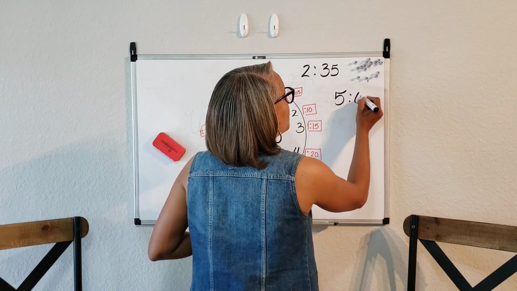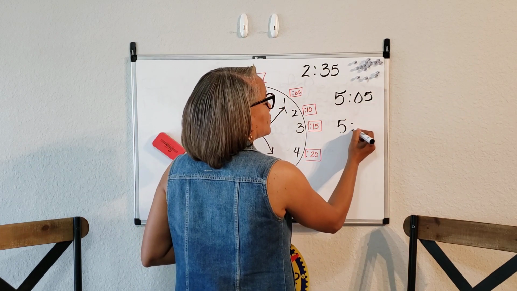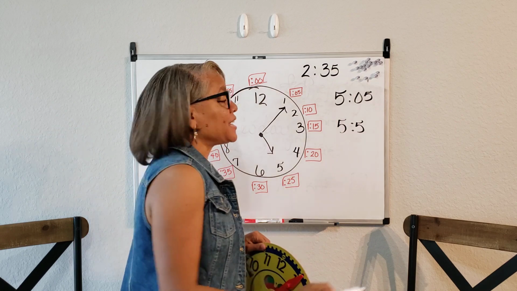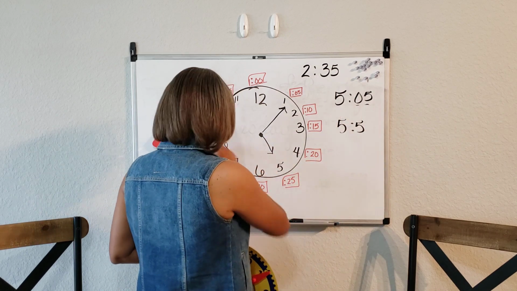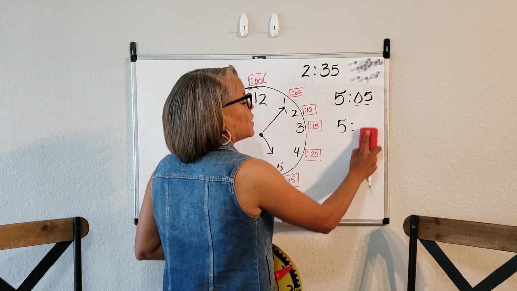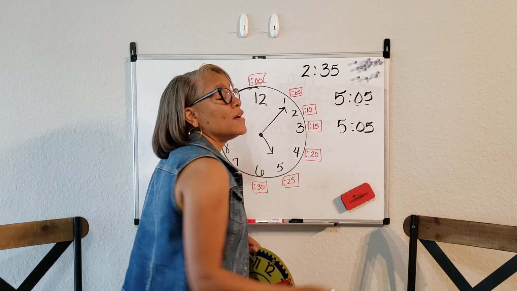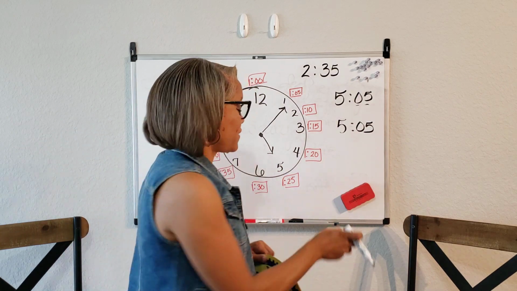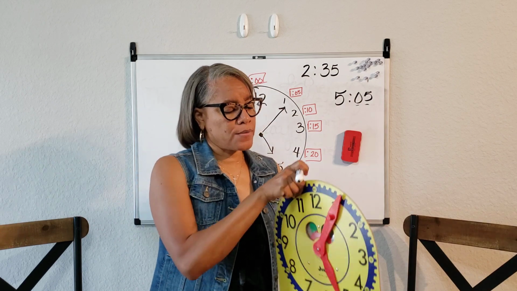So it's 5:05. Boys and girls, you can't write it without the zero, okay, because two numbers go behind the colon. So we have to write the 0 in front of the 5. So it's 5:05, 5 minutes after 5, okay? Okay, so let's do another one.